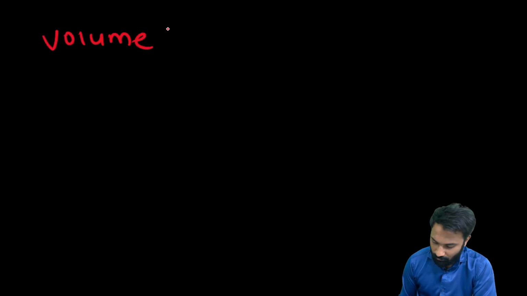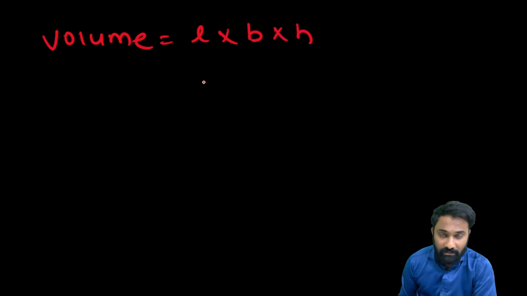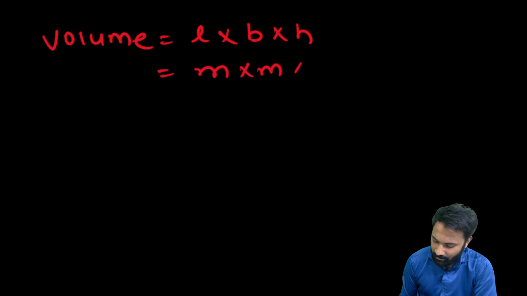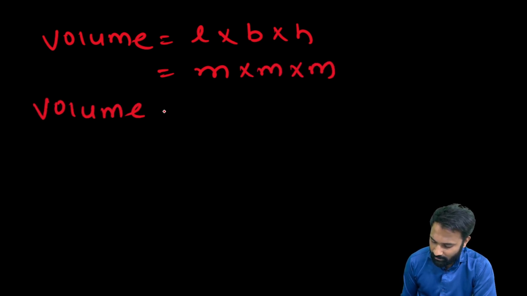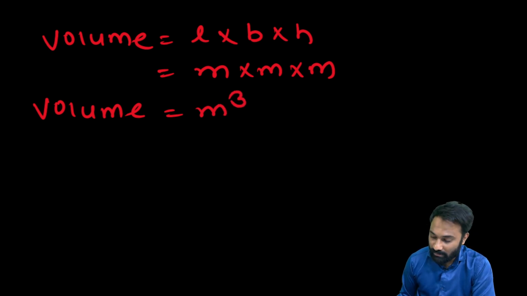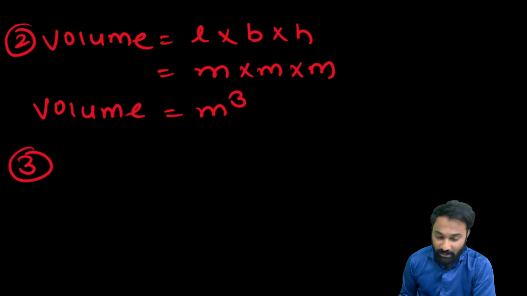What is the volume? Volume is equal to L into B into height, that is length into breadth into height. So meter into meter into meter, and the volume unit will be meter cube, that we know. Next, the third unit that we are going to study is density.